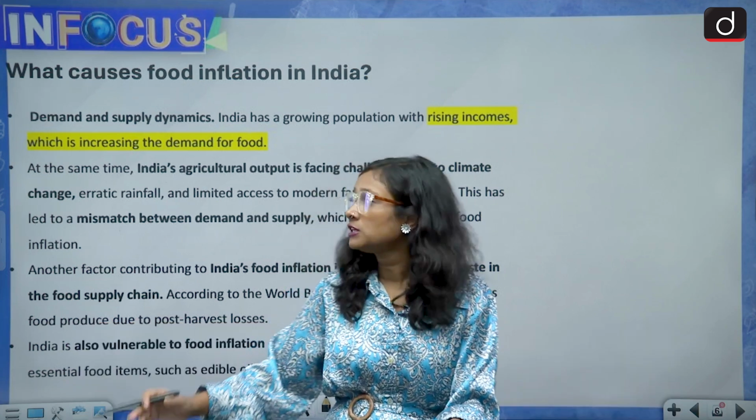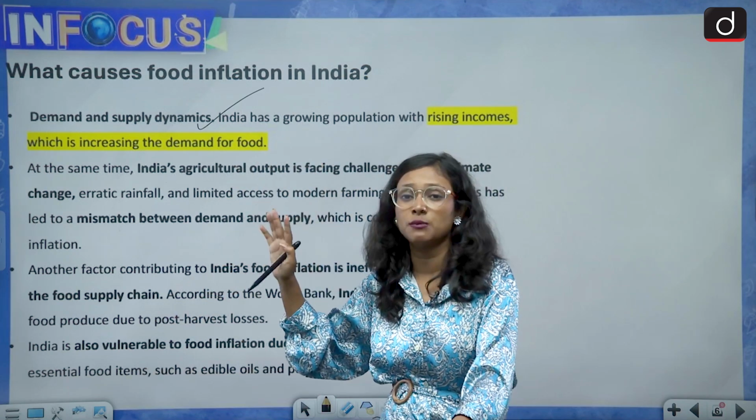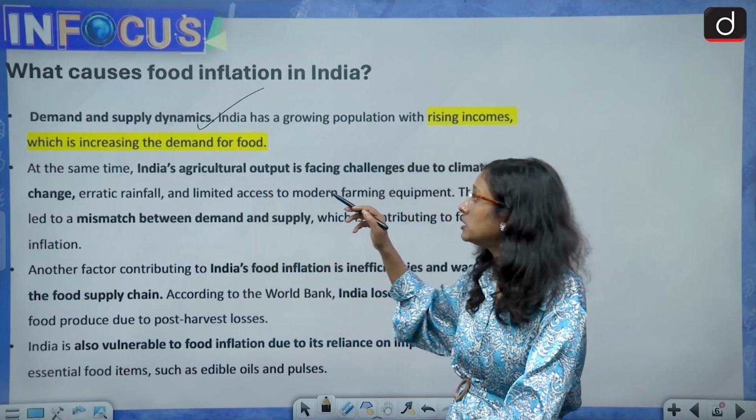First of all, the reason is demand and supply dynamics. We have to understand what makes demand and supply dynamics problematic when it comes to India's food inflation.